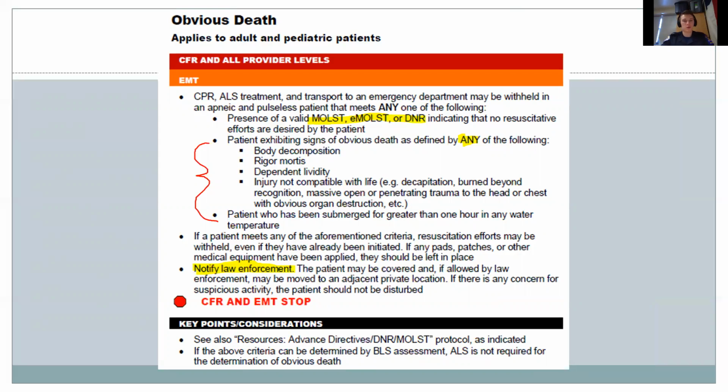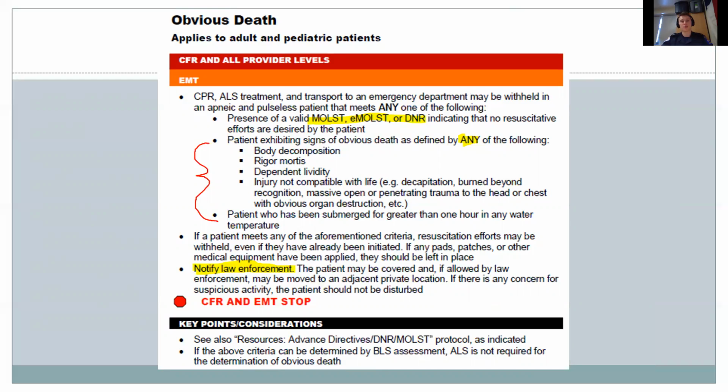If a patient doesn't have those forms, however, and they exhibit any of the following signs, then you also do not have to treat them. That's body decomposition, rigor mortis, which means their limbs are starting to lock up a little bit, dependent lividity, where the blood starts pooling, and injury not compatible with life. So that's decapitation, they're cut in half, severe burns, etc.